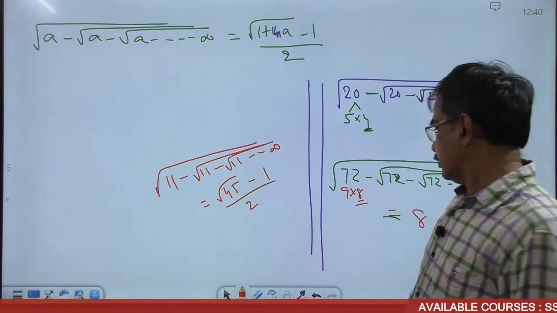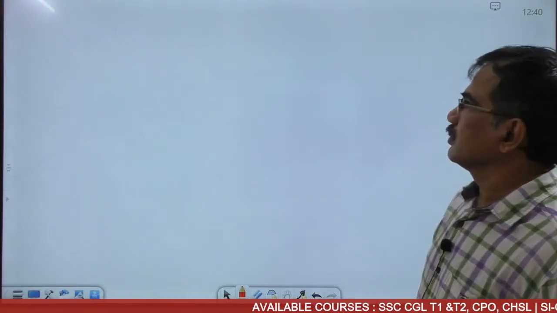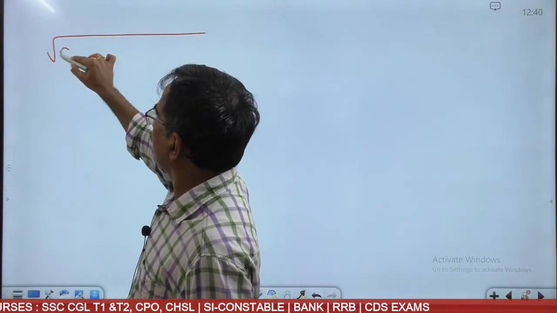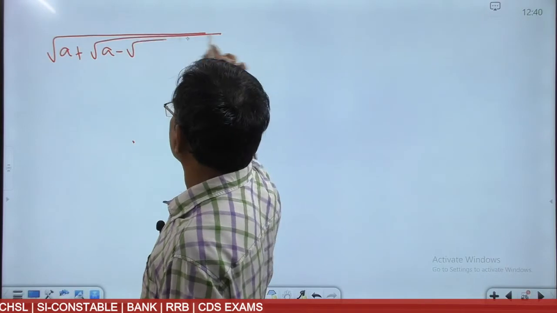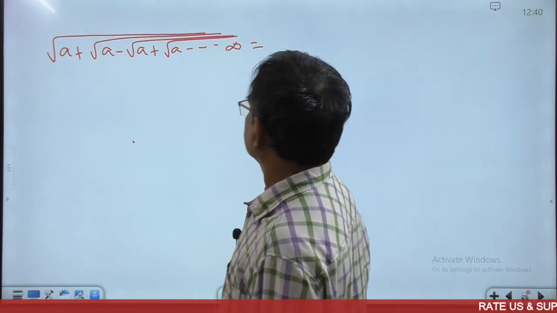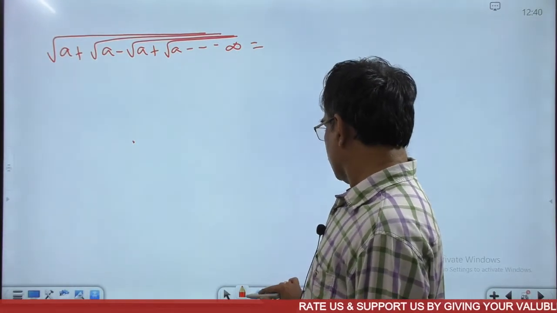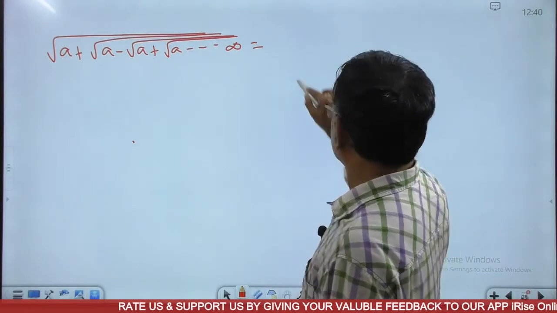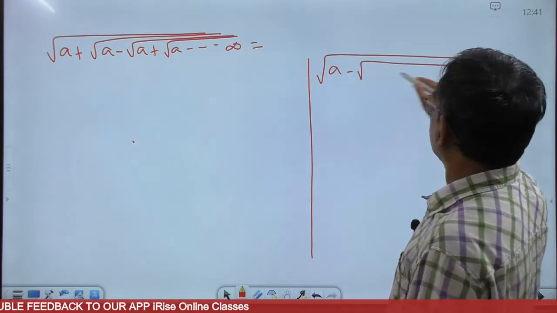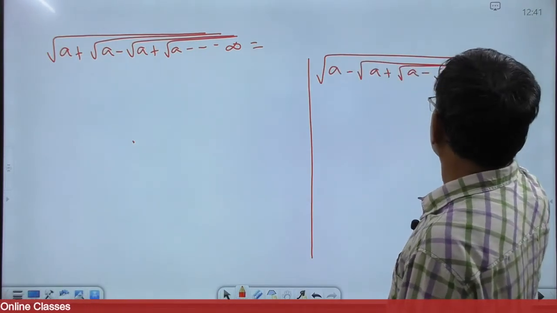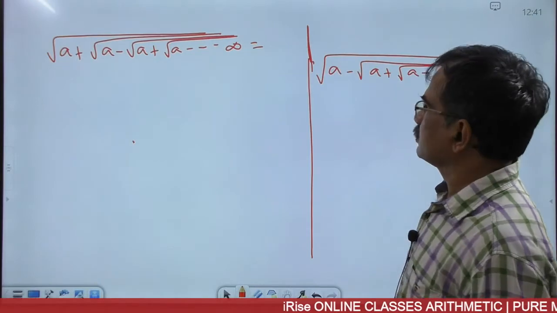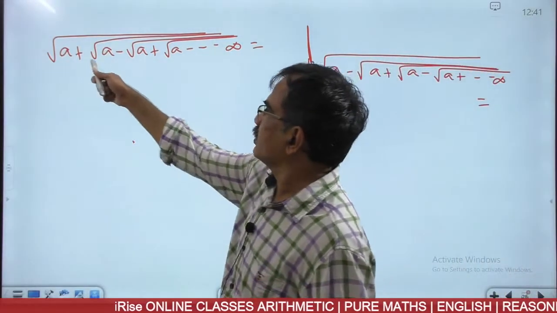Okay, third formula. Root of a plus root of a minus root of a plus root of a minus and so on up to infinity is equal to how much? Similarly, root of a minus root of a plus root of a minus root of a plus and so on up to infinity is given, then what is the answer? See, in both the questions, this one starts with plus, this one starts with minus.